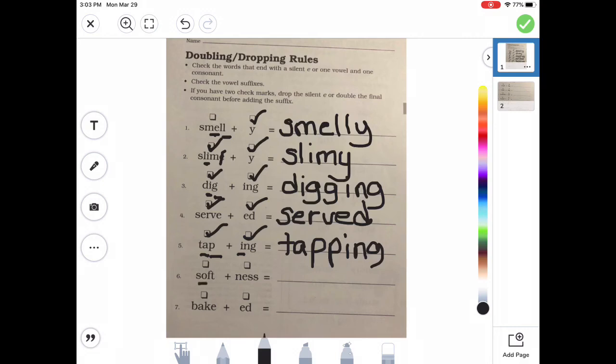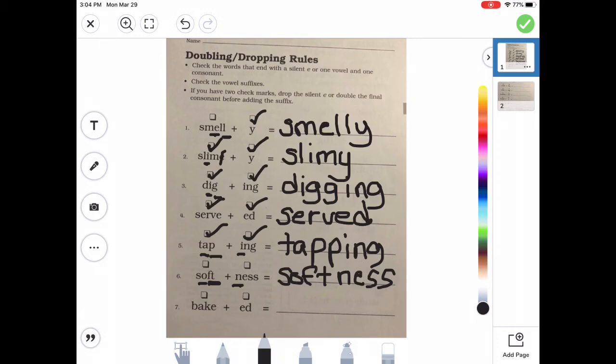Look at the next one, soft. I've got one vowel, but look, I've got 2 consonants, so I can't check that box. And then over here, my suffix, NESS, starts with a consonant, so I can't check that box. So that means I can just put them together. So soft, and then ness, softness, very good.